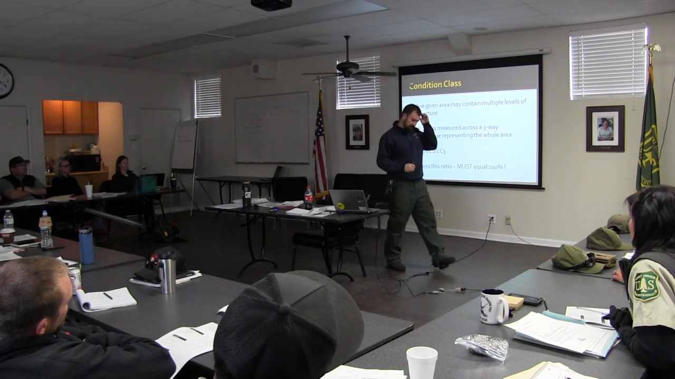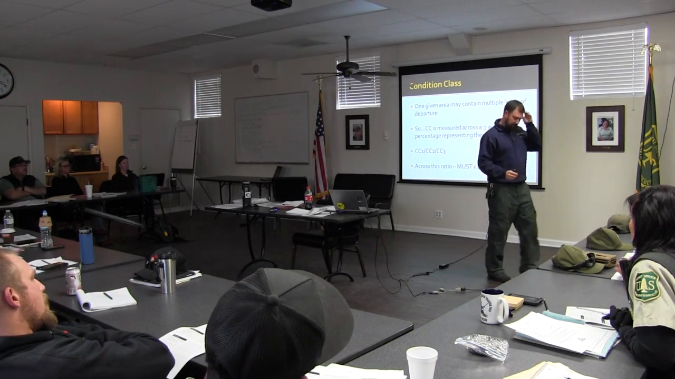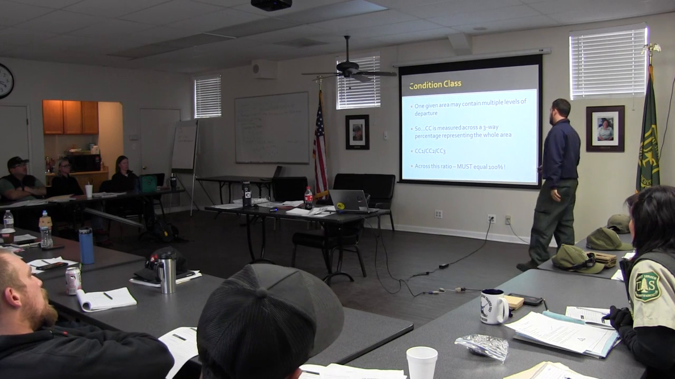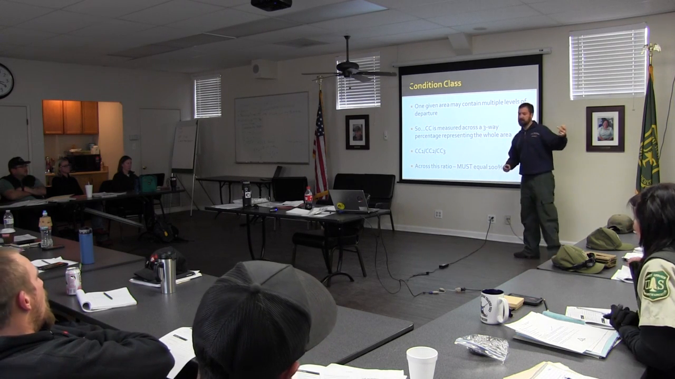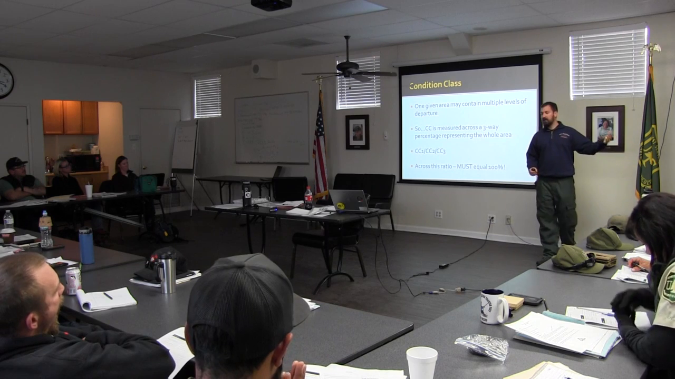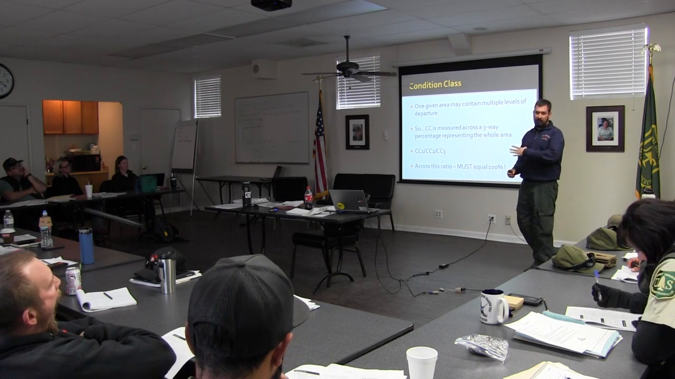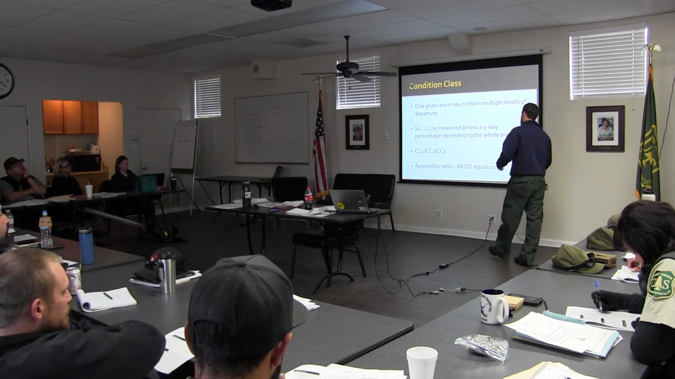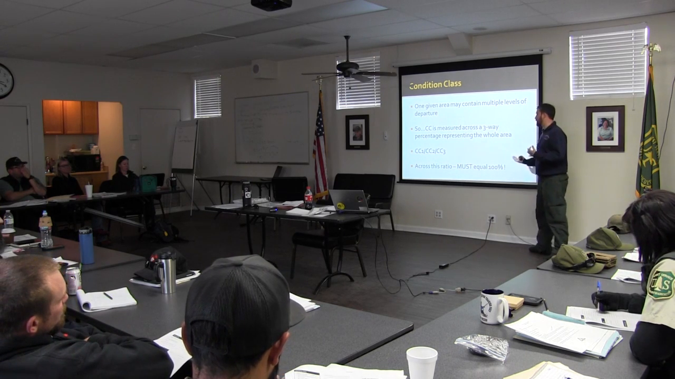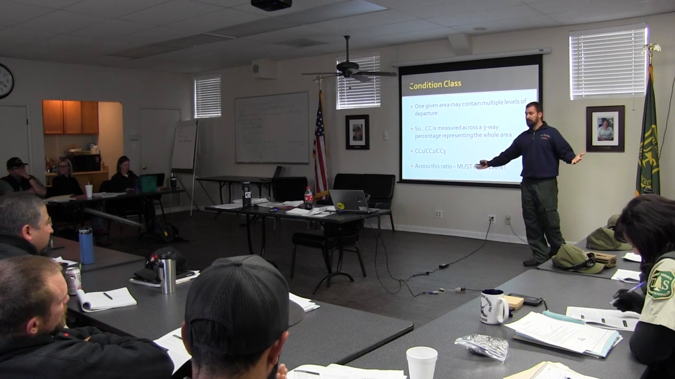So condition class, the way it's actually measured, is it's a three-way measure. You have condition class 1, condition class 2, and condition class 3. Across these three, it has to equal 100%. So every landscape is going to equal 100% across these three. Make sense?